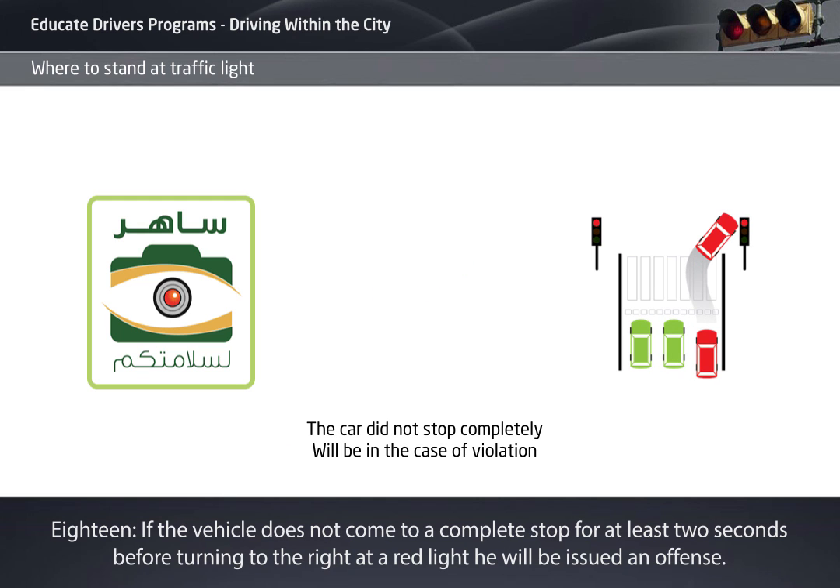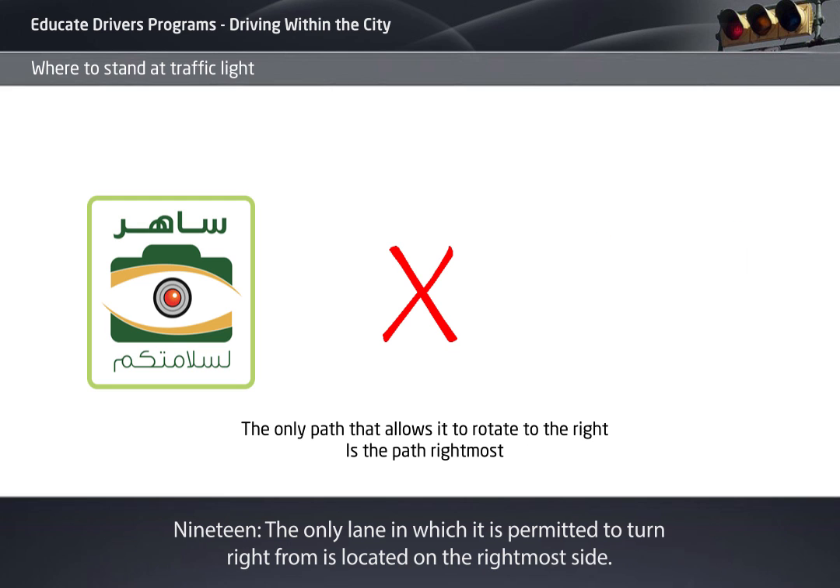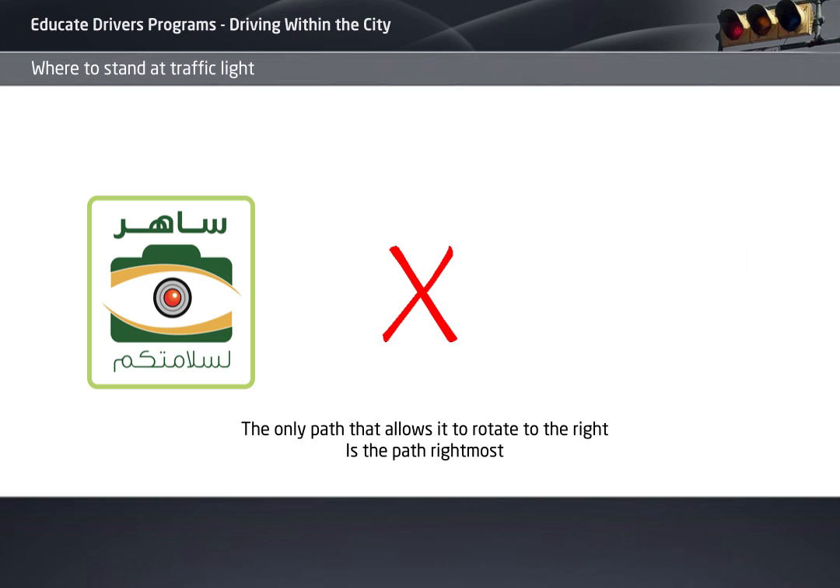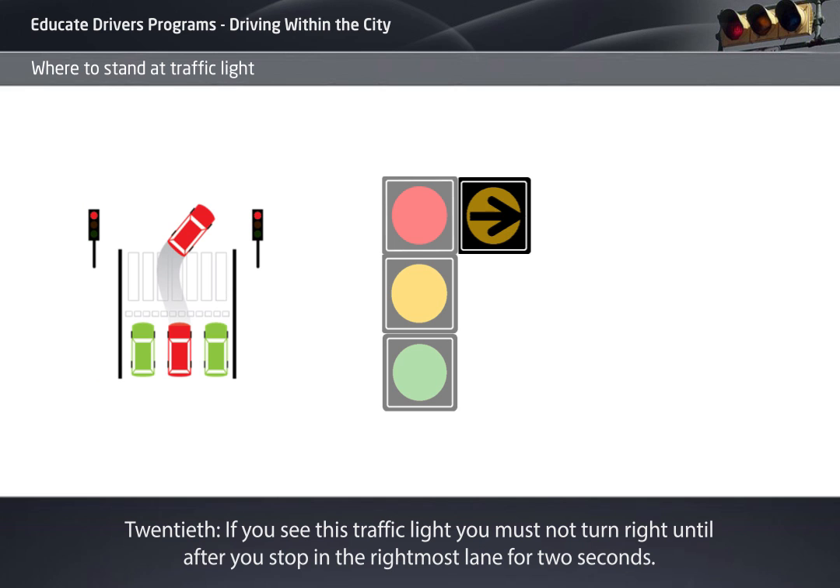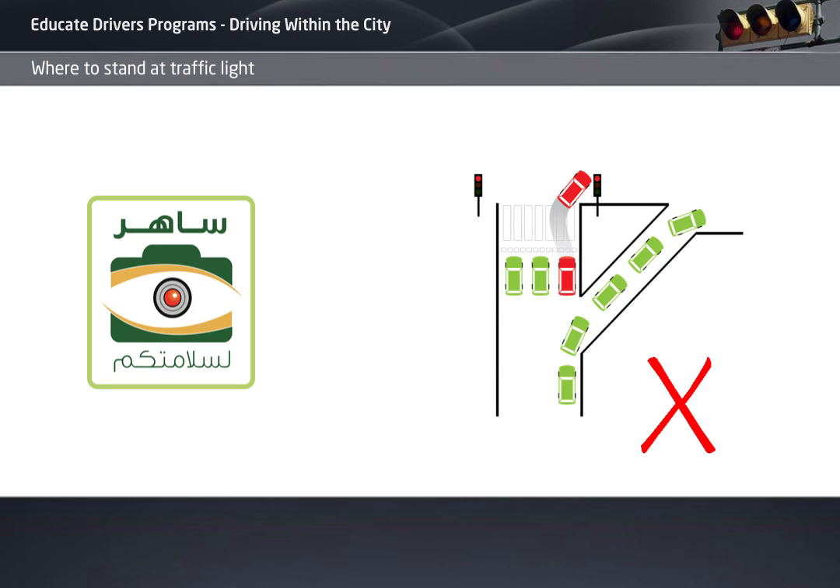18th. If the vehicle does not come to a complete stop for at least 2 seconds before turning to the right at a red light, he will be issued an offense. 19th. The only lane in which it is permitted to turn right from is located on the rightmost side. The driver will have committed an offense if he stops for 2 seconds in the wrong lane before the allocated stop line. 20th. If you see this traffic light, you must not turn right until after you stop in the rightmost lane for 2 seconds.